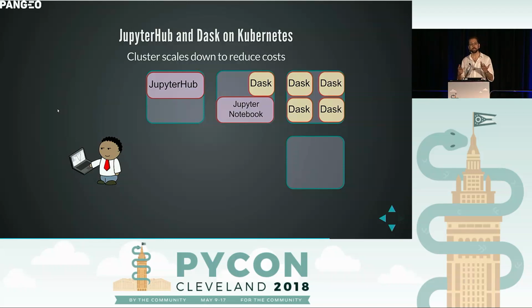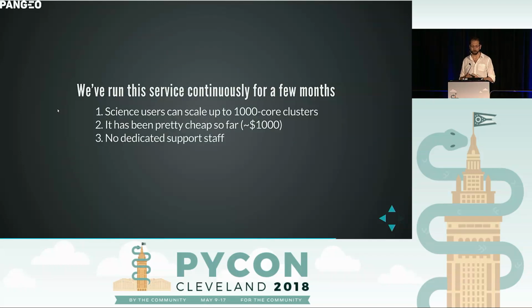So this is how we're using JupyterHub and Dask together with Kubernetes on the cloud, and it's been very effective so far. We've run this service continuously for a few months. It showed up first in around January to a very small group of people. We've been increasingly expanding the service. And science users frequently scale up to sort of 1,000 core clusters. Things can scale up in that nice horizontal way, and they can come back down. As long as the science users are sort of judicious about cleaning things up when they go away, and we have various tools to help do that, we've been able to keep down costs.